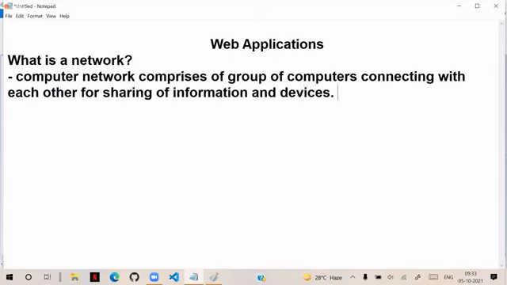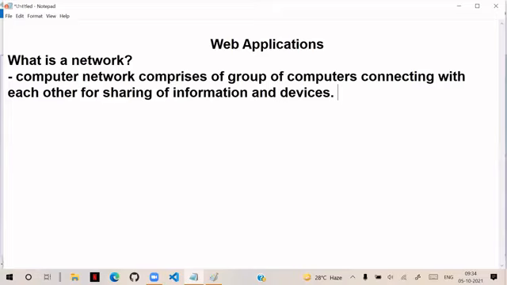I hope many people know this. A computer network is nothing but a group of computers. This group of computers are connected with each other for sharing of information and resources. So a computer network is a group of computers connected with each other through Wi-Fi or wireless or wire or anything, so that sharing of information can happen.